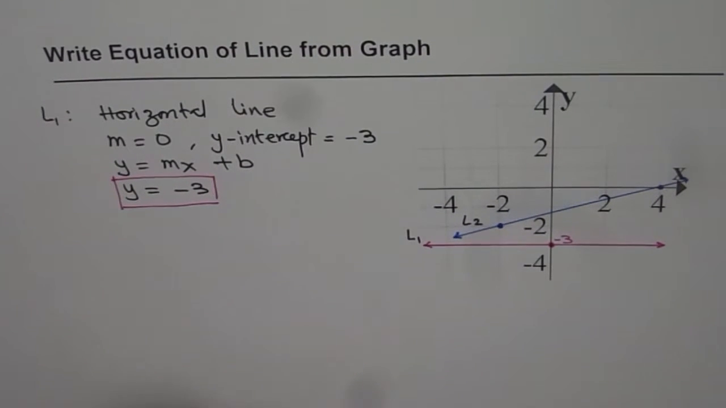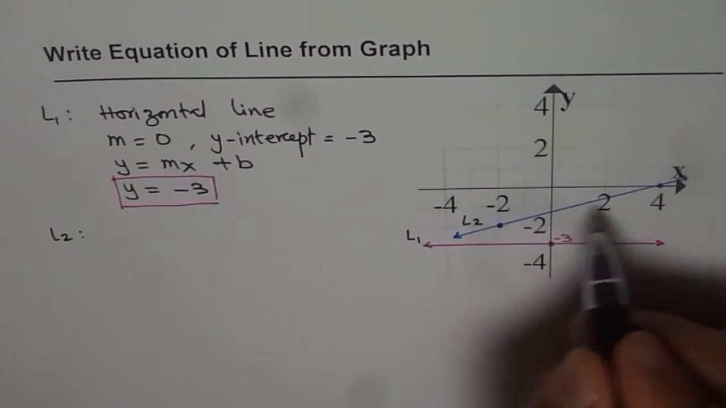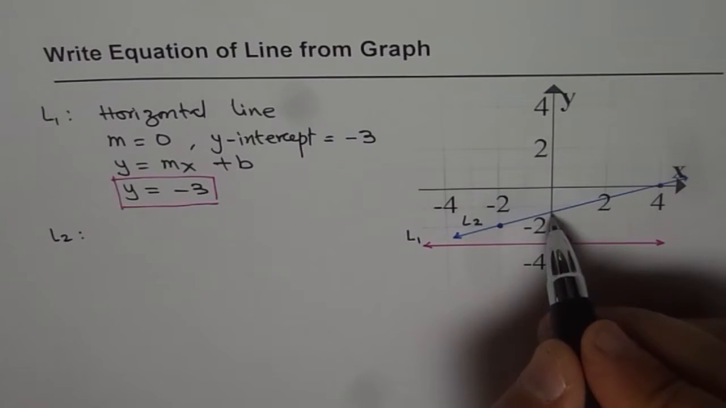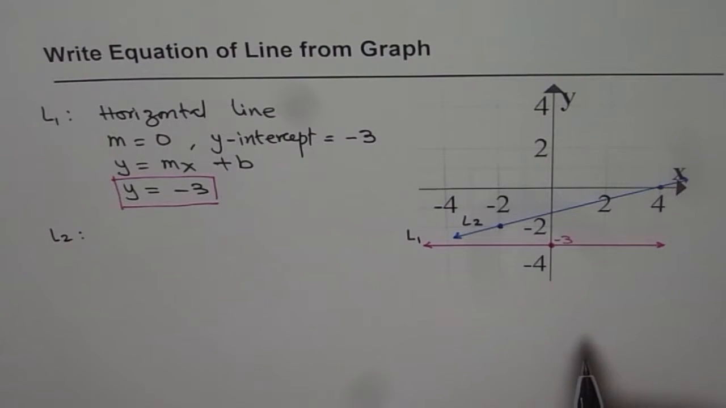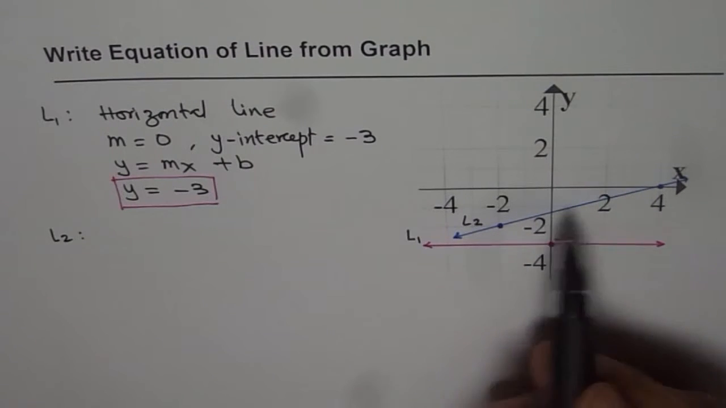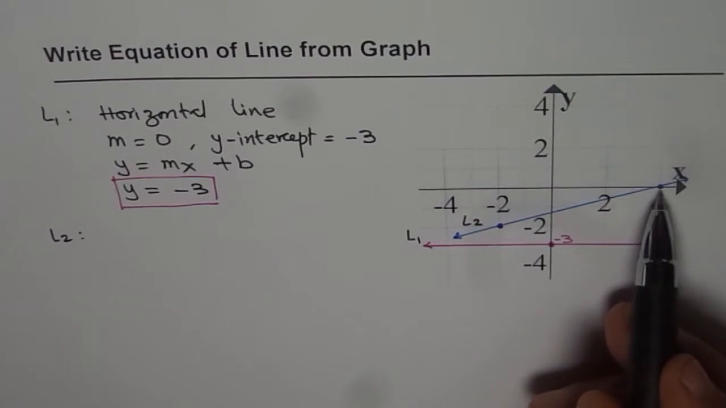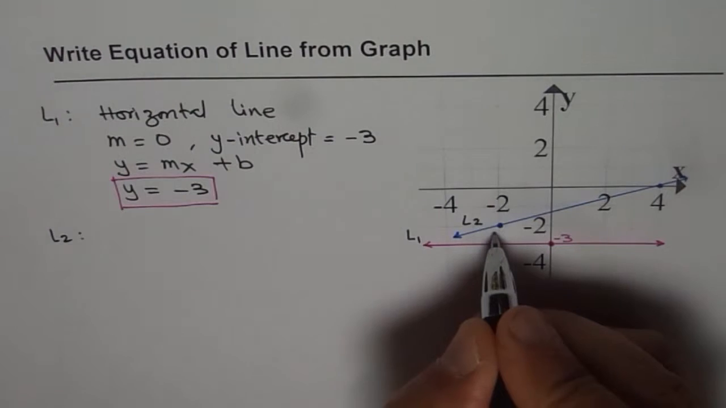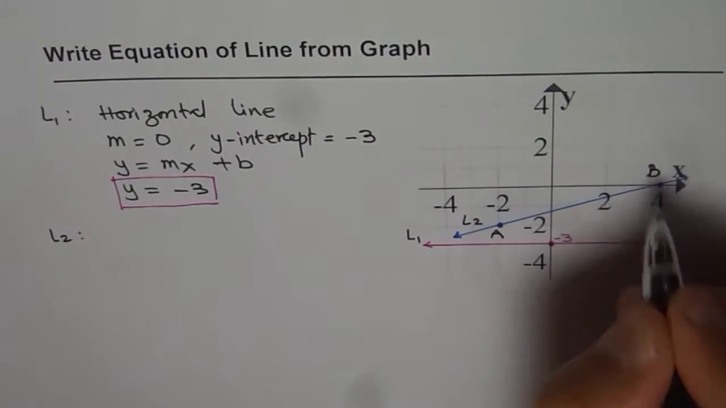Now line 2, we are marked with 2 points. It's very difficult to read the y-intercept, and therefore we cannot use the line y equals mx plus b directly to find the equation of this line. Now in this case, we have 2 points. Let's call them points A and B, for example. Let this be A and this be B.